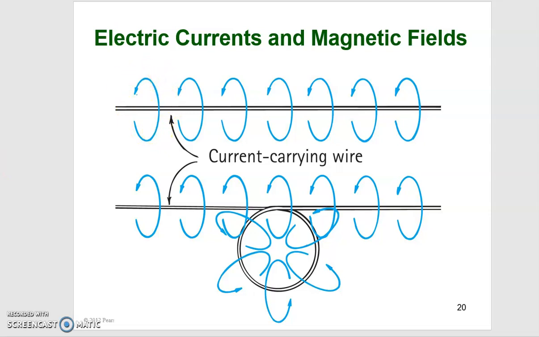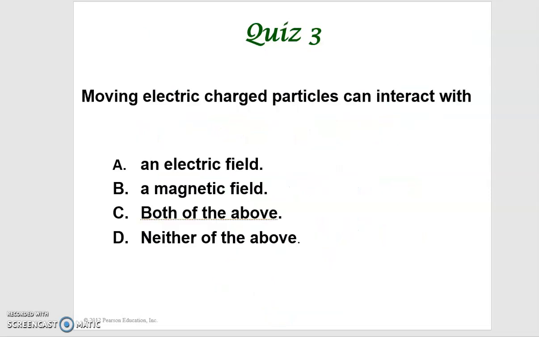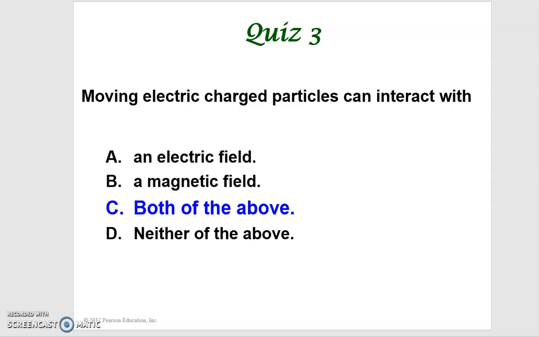In order to test the understanding, let's try the third conceptual quiz. And the answer is both. Don't forget that if you have a charged particle, it interacts with the electric field. And now the moving charge will produce a magnetic field, so it also interacts with the magnetic field.